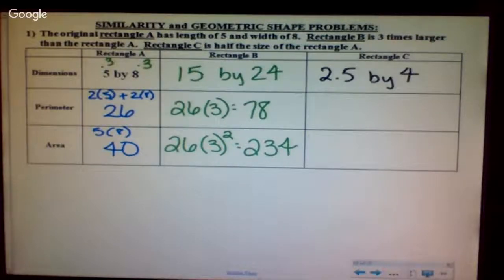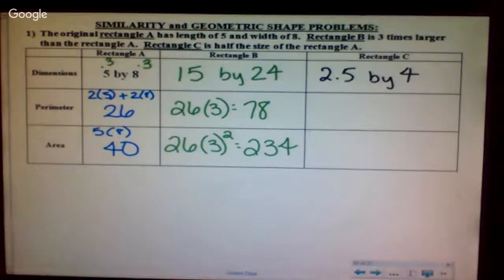Wait, what did y'all put in your calculator? 26 times 3 squared. No, because I'm getting a different answer. You have to put it in parentheses. I didn't put it in parentheses. It shouldn't matter. I put exactly what he said, 26 times 3 squared.